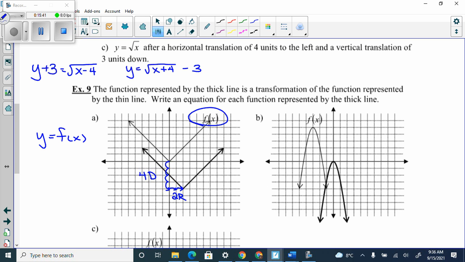So we're going to get y equals f of x minus 2 to go 2 right. 4 down is minus 4. Or we should have started off with the other one. Y plus 4 equals f of x minus 2.